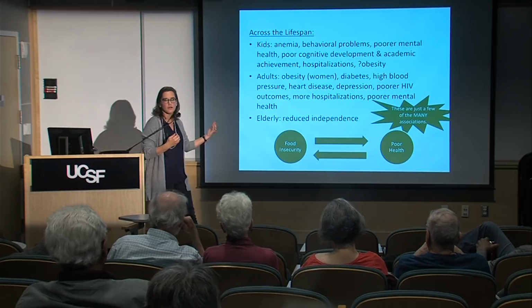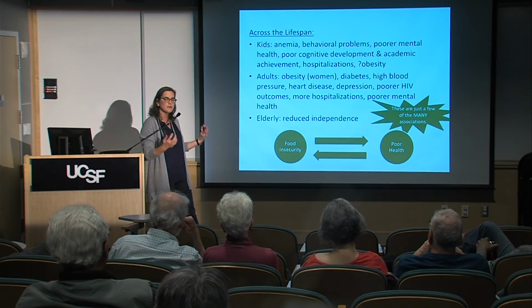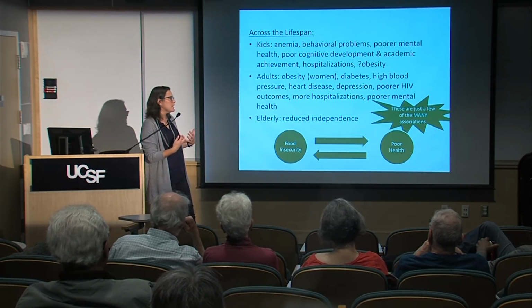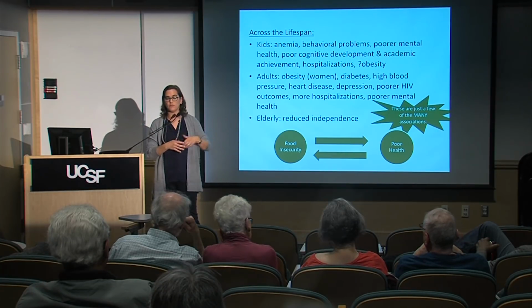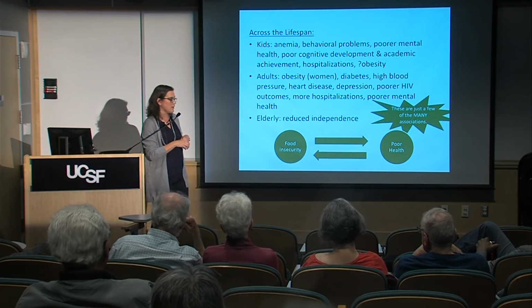Now, the key question for these associations is, to what extent is food insecurity causing this poor health? Or to what extent is poor health so expensive in the US that it's causing food insecurity? And we certainly know that the arrow goes this way. We know that poor health causes food insecurity. And really what we're focusing our attention on is, to what extent does the arrow go the other way too? To what extent does food insecurity predispose you to poor health?